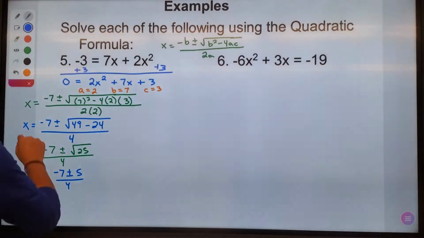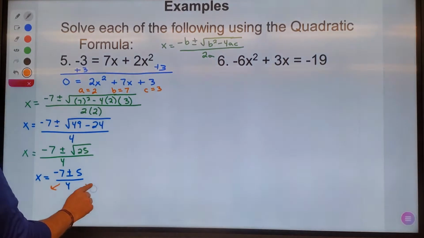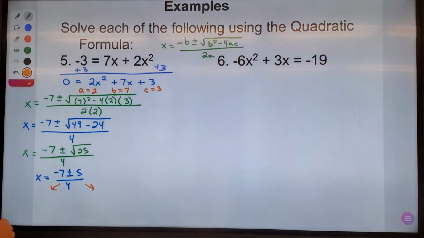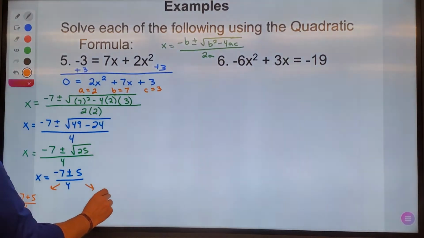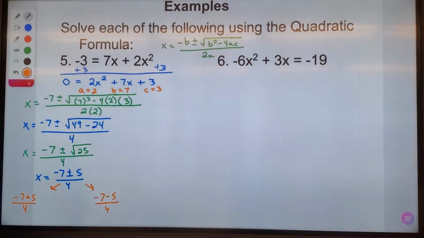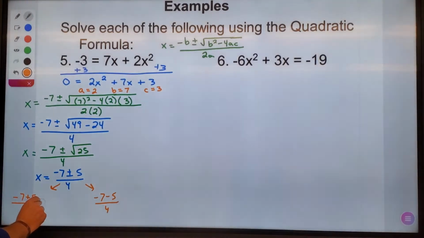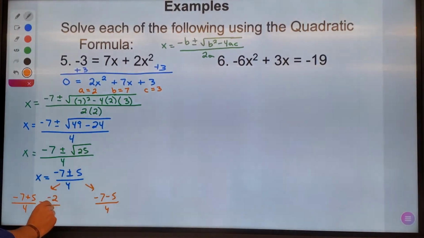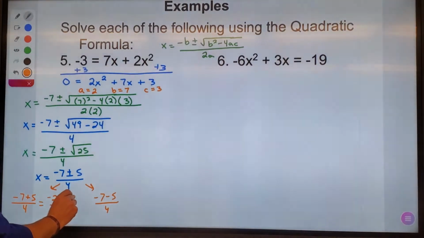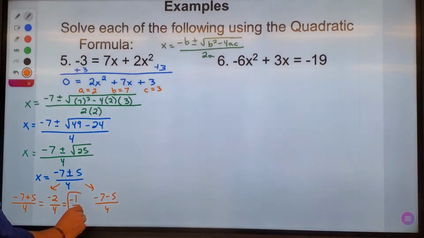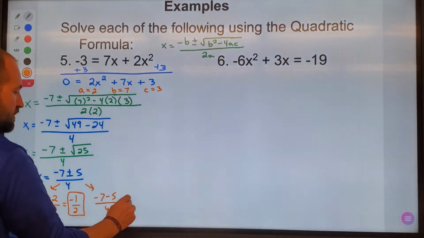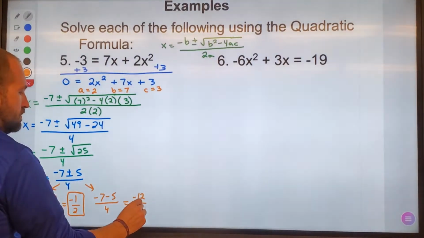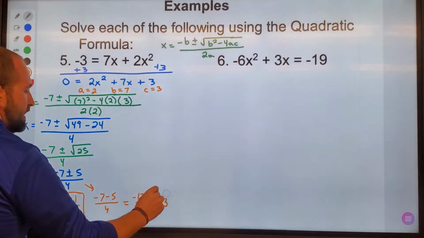And again, then I'm just going to work this out down below, because again, I don't have any square root now, so I can go ahead and continue. I have negative 7 plus 5 over 4. I have negative 7 minus 5 over 4. And negative 7 plus 5 is negative 2 over 4, which reduces to be negative 1/2. And negative 7 minus 5 over 4 becomes negative 12 over 4, which is negative 3.